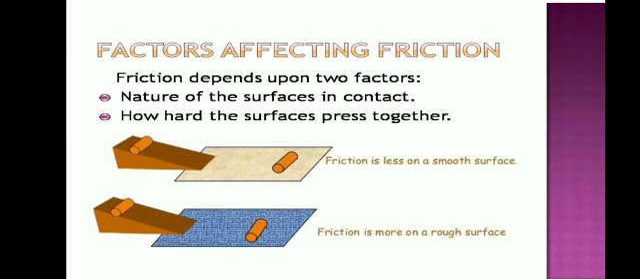How hard the surfaces are pressed together. See here, press means rub. So when we press forcefully, the friction will be high. So in rough surfaces, friction will be high. When we press the surfaces lightly, the friction will be very low. That is, in smooth surfaces, the friction will be very low.